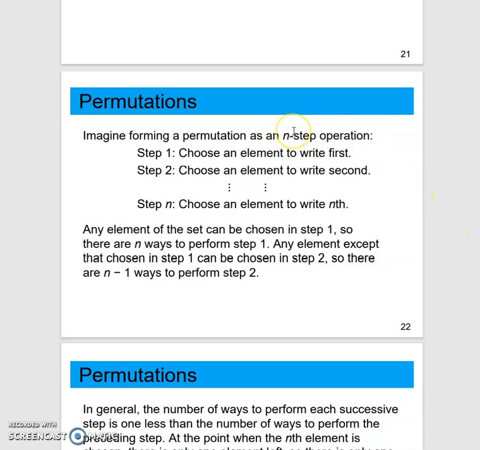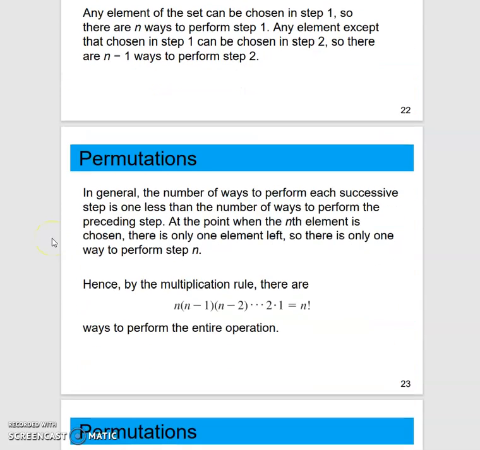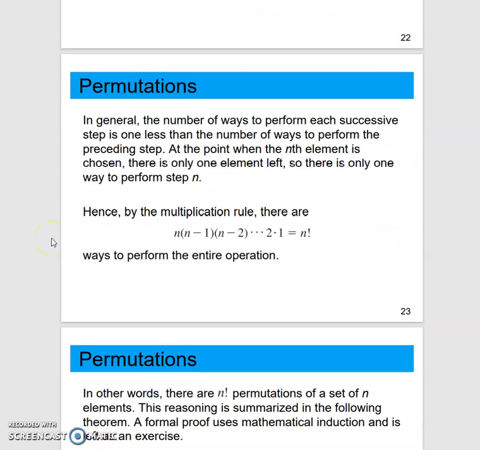Alright, so here let's have that little n as our generic way of doing it. And you can see how we might have those steps to do that. Again, we've got n ways to do the first step, but there will then be one fewer in the second step. So in other words, there'll be n minus 1. And in general, the number of ways to do each successive step is going to be one less each time.